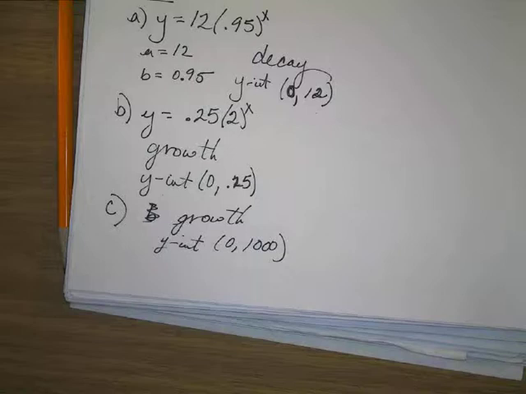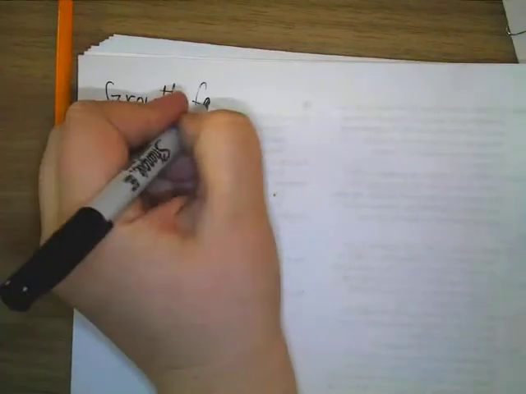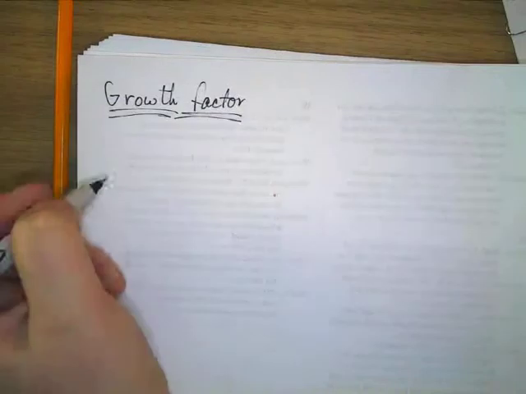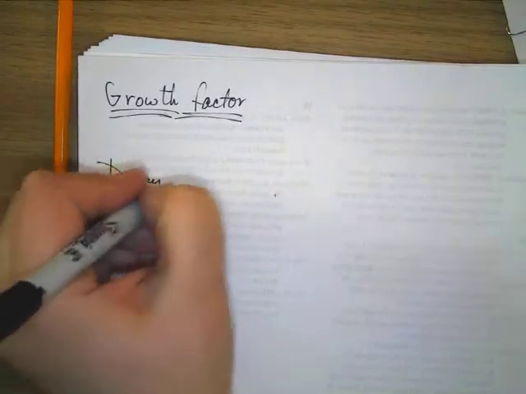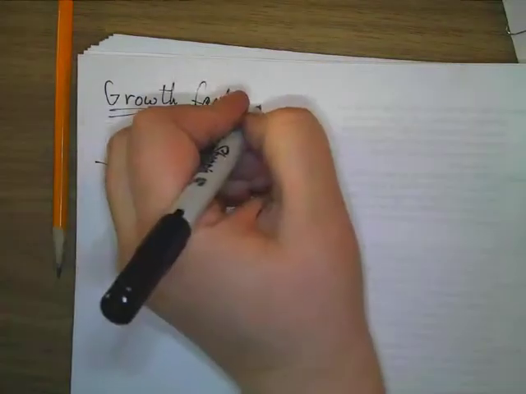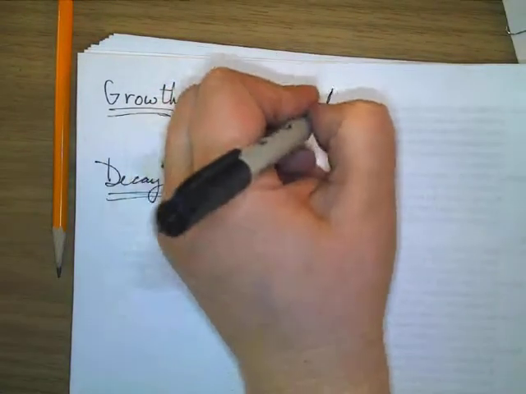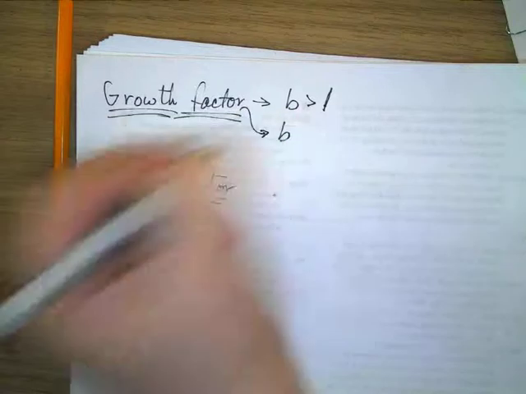So, all right, are we doing okay? Growth, decay? Okay. Of course, we're going to step it up just a smidge. That last one led us to something called growth factors, and we're also going to look at decay factors. The growth factor: we would say when b is greater than 1, b is the growth factor.